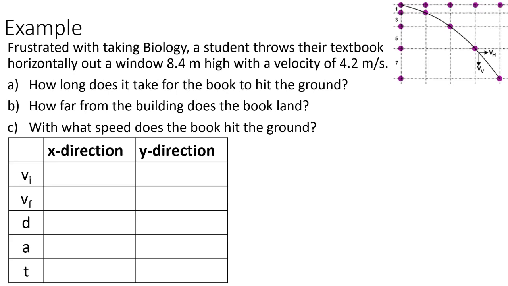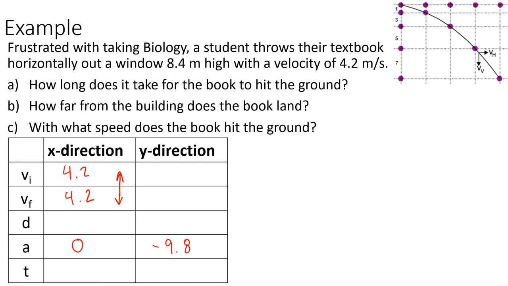Okay, so before I even take information from this question, there is some information I can write on here that is going to be the same always. Acceleration in the x direction is always going to be 0. Acceleration in the y direction is always going to be 9.8 meters per second squared. In the x direction, I'm going to put arrows here showing that these two numbers are always going to be identical. Vi and Vf in the x direction are always going to be identical, because velocity is constant in the x direction.